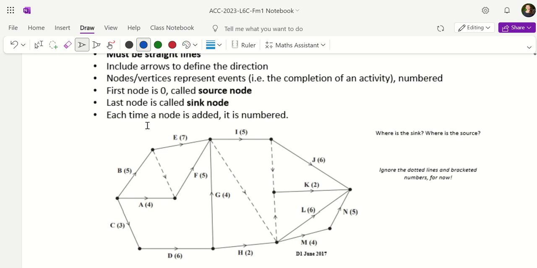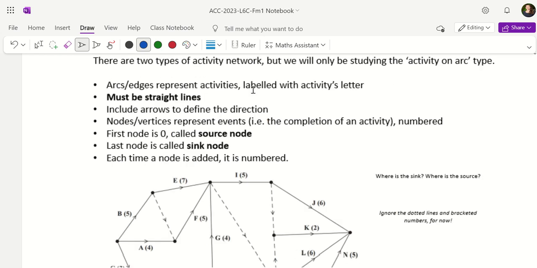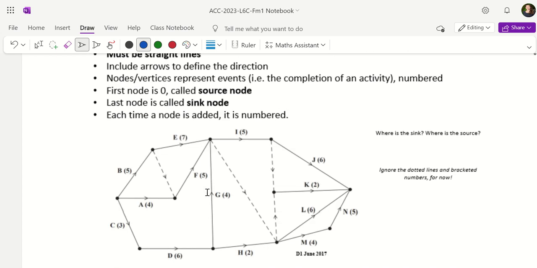Okay, what else do we have to say on these? So they represent activities, represented with a letter. We must have straight lines, so no curvy lines. Don't want to see any curved lines in your diagrams. Include arrows to define the direction. So these are important because in this chapter we'll be looking at activities that build on one another. So something needs to be completed before something else is completed. So the arrows are important. They show the direction of flow of the process.